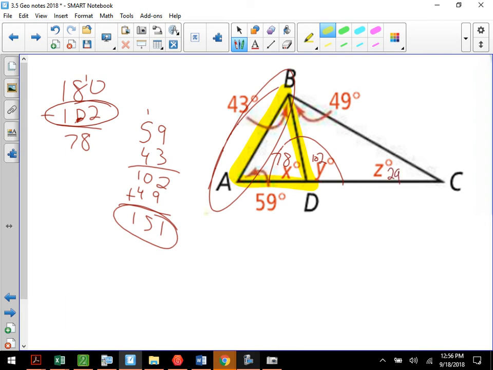You're looking at a big picture, figuring out where to start, and just start backing things out. There's only 2 rules you have. Angles in a triangle add up to 180. Exterior angle is equal to the 2 it doesn't touch. Okay.